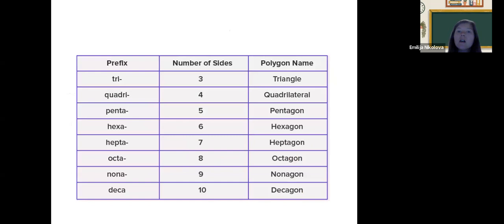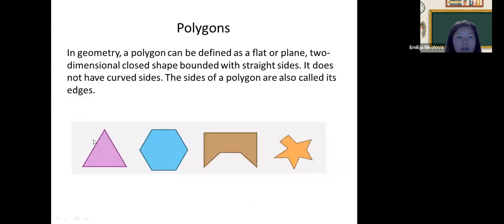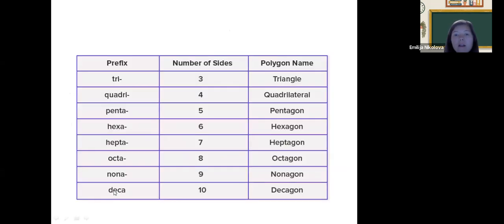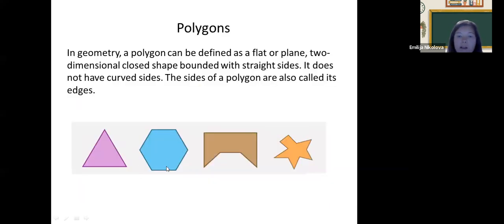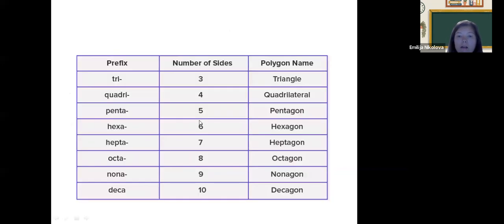Now, depending on how many sides the polygon has, we have a different name for each polygon. For example, if it has 3 sides, the polygon, as we know, is a triangle, like this here, first example. Then if it has 4 sides, it is a quadrilateral that we talked about before. If it has 5 sides, it is a pentagon. If it has 6 sides, it is a hexagon. Here we have 1 hexagon. If it has 7 sides, it is a heptagon. 8 sides, octagon. 9 sides, nonagon, and 10 sides, decagon.